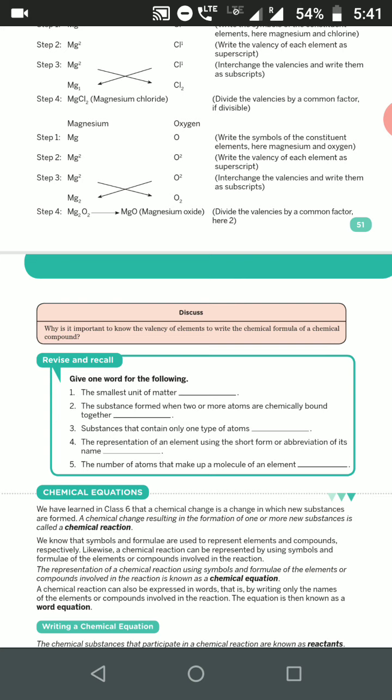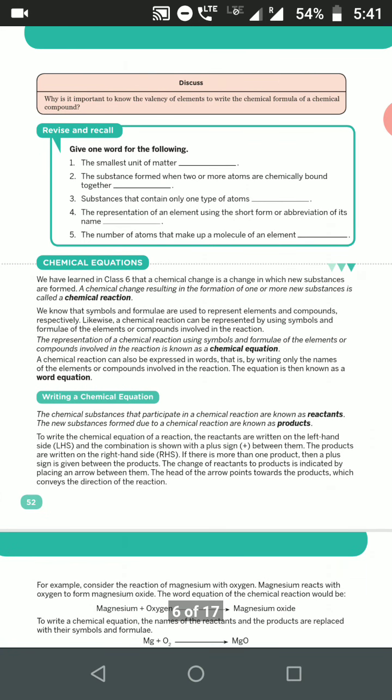Next, chemical equation. What is a chemical equation? If any chemical change is occurring in which a new substance is formed, that is called a chemical reaction. A chemical change resulting in the formation of a new substance is called a chemical reaction. Whenever a chemical change is taking place, it means a new substance has been formed, so a chemical reaction has taken place.